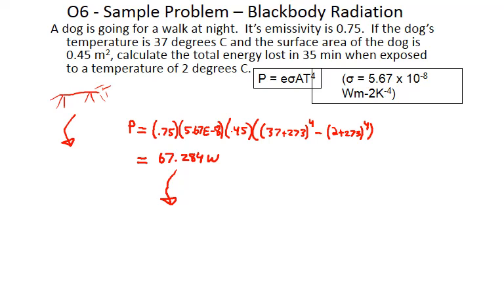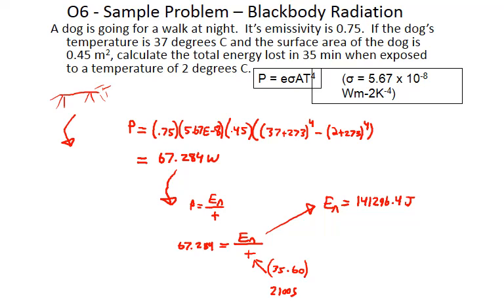Now, this is for 35 minutes, so we can convert our time to seconds, and our total amount of energy will be 141,396.4 joules.